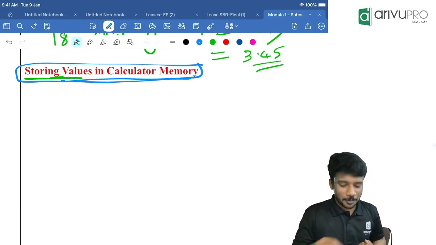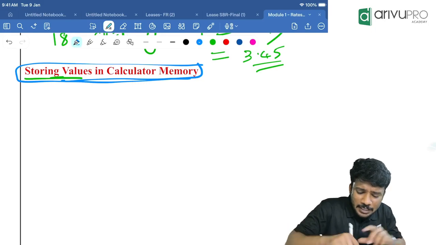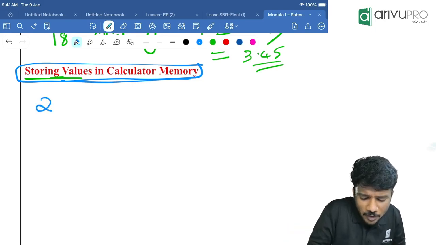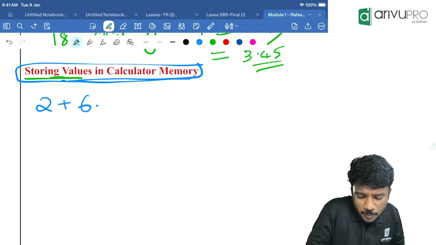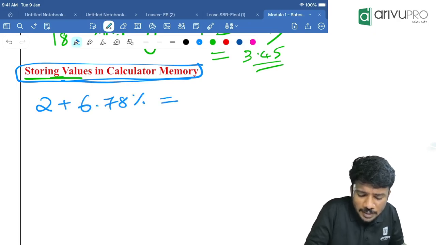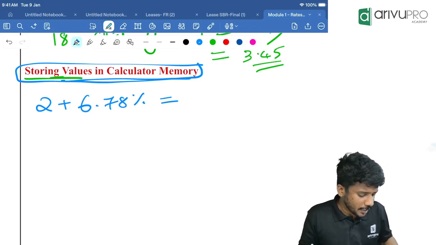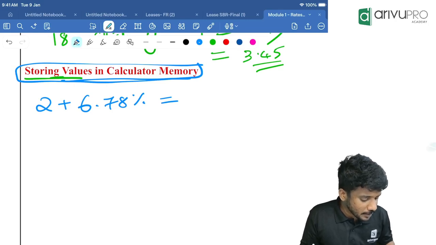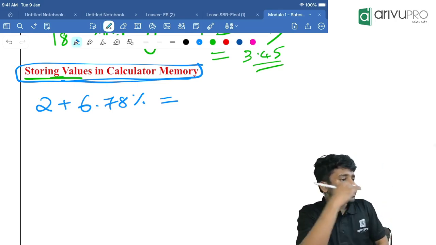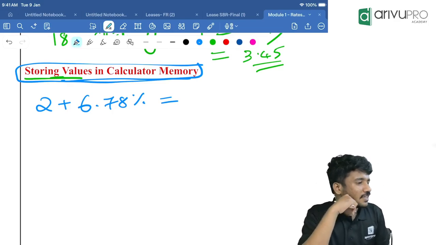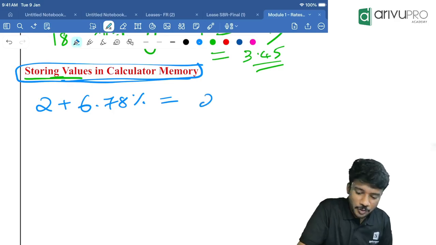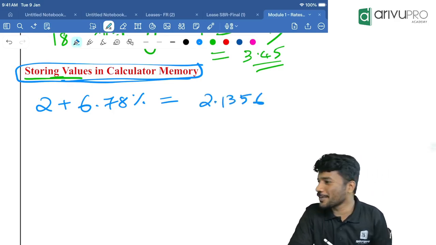I told you 1 plus R percentage is there. For example, randomly I'll give you one value. Find the value of 2 plus 6.78 percentage. Take your calculator, clear everything. Turn on the calculator first, that is also important. Type 2, then plus 6.78 percentage. Then you will click equal to. How much is it? 2.1356 you are getting on your calculator.